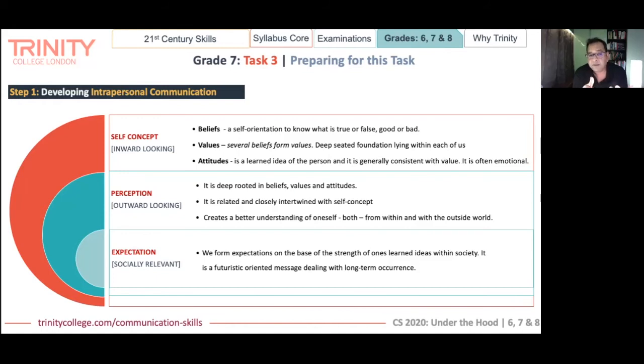You move from a self-concept to the perception stage, where you start to look outwards and say, if I say this about honesty being a good thing, it will be well received. The perception of it is good. All right. And hence, all these become very closely intertwined with, firstly, is it sitting in my beliefs, values, and attitudes? Does society recognize it? Do they accept it? All right.